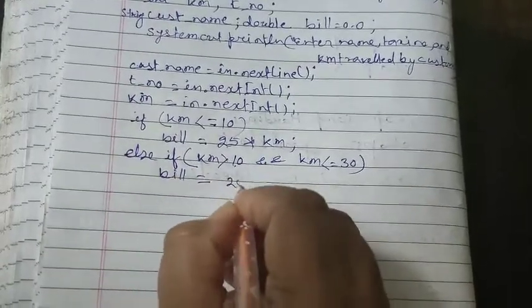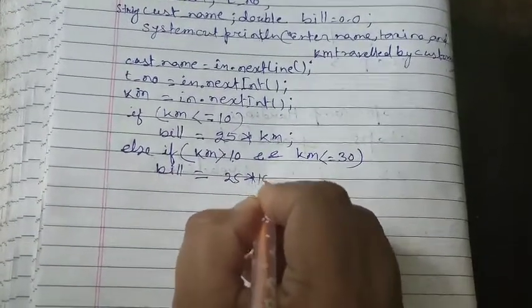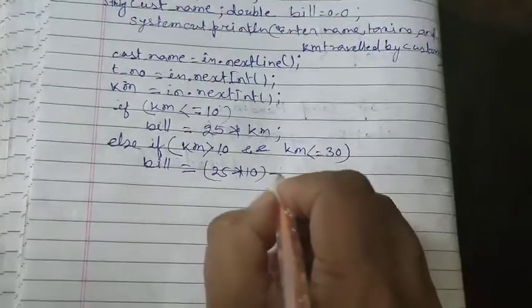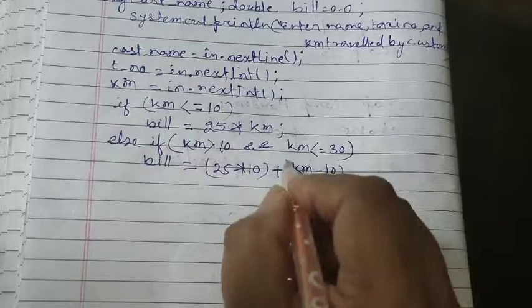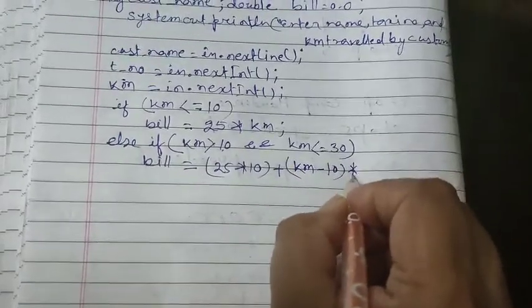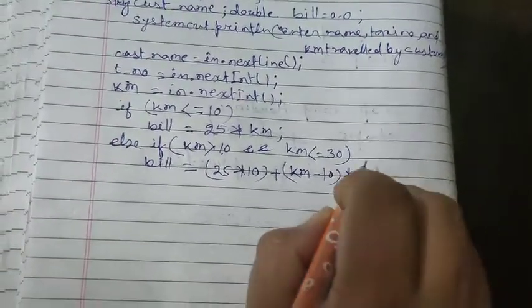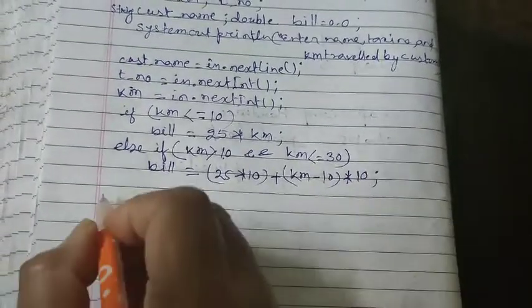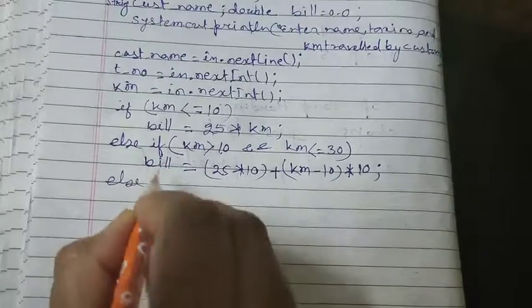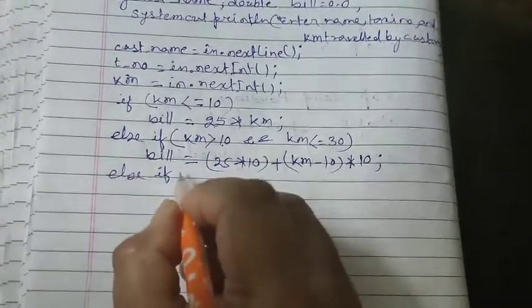For the first 10 kilometers I am going to give 25 rupees per kilometer, and after that, for however many kilometers are left after 10 kilometers, I am going to pay him just 10 rupees per kilometer. Okay, and then again I will write else if. What is the condition?